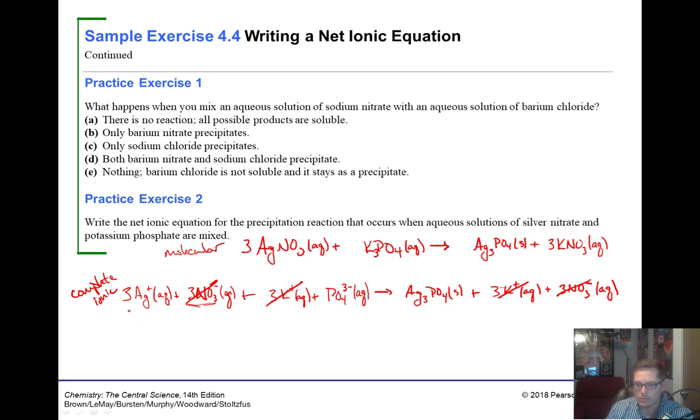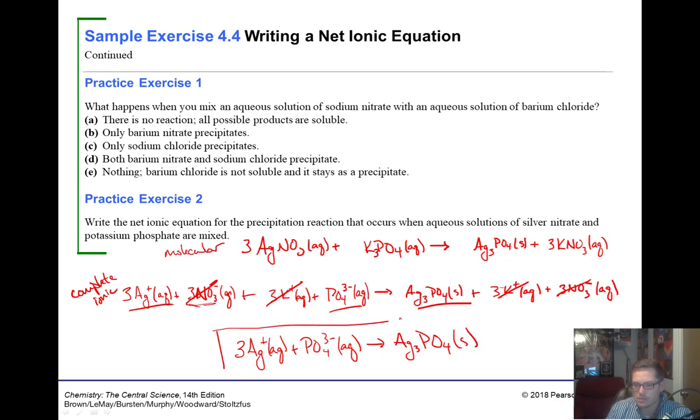So therefore, we're going to write out our equation with just these guys that didn't get canceled. So it becomes 3Ag+ aqueous plus PO4 3- aqueous goes to Ag3PO4 solid. So that is our net ionic equation. Wasn't that a lot of fun?